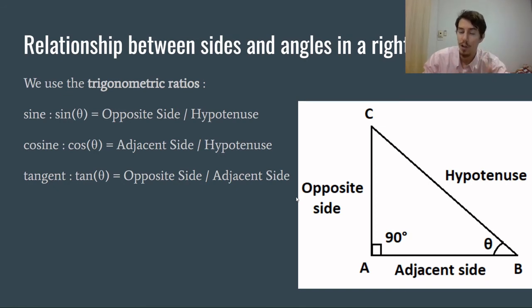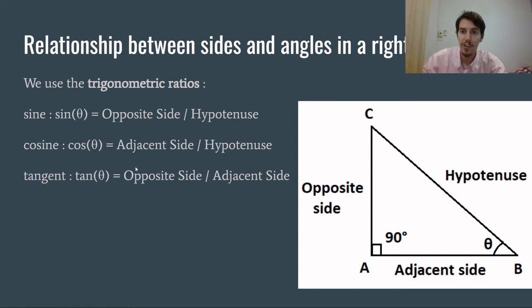It makes sense. Why? Because there are three sides in the triangle: the opposite side, the hypotenuse, and the adjacent side. So if we want to make a ratio, we want to divide two sides. We can divide opposite side and hypotenuse, hypotenuse and adjacent side, and opposite side and adjacent side. So no surprise, here we have three ratios.